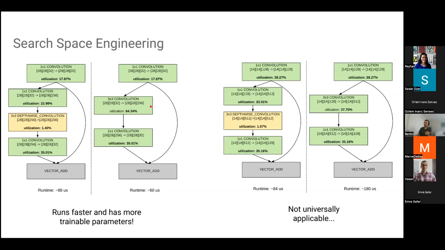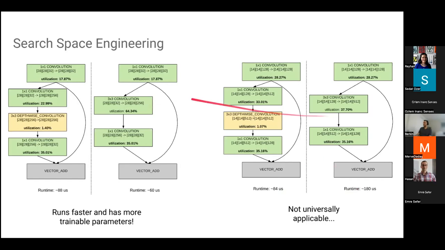This potentially will increase your neural network quality, but also it runs faster. So this is a great choice that we should pick in our neural network design. But it turns out that this is not universally applicable. Here we do the same transformation, but we observe that the latency is increasing a lot, right? So it's worse, almost more than 2x worse.